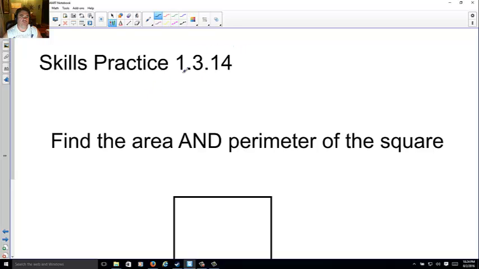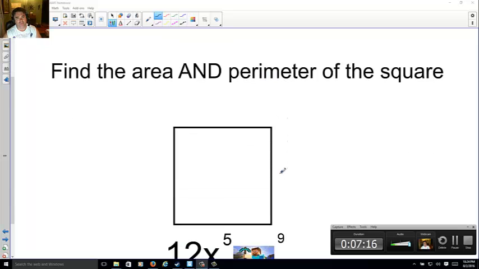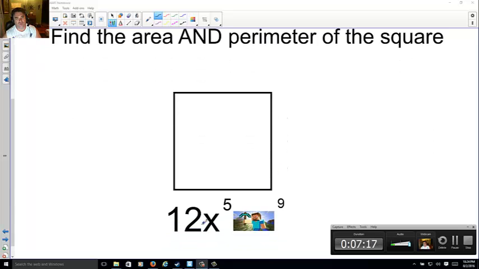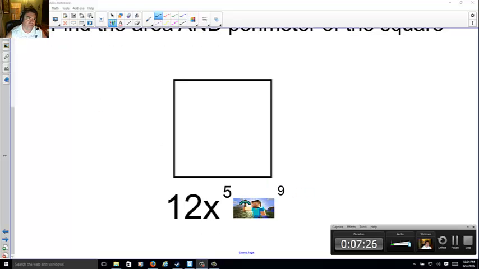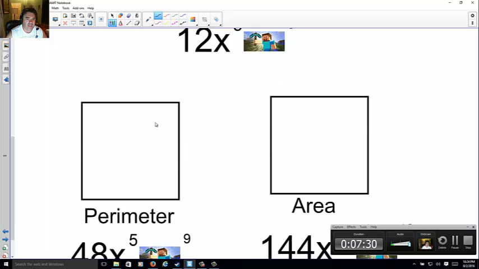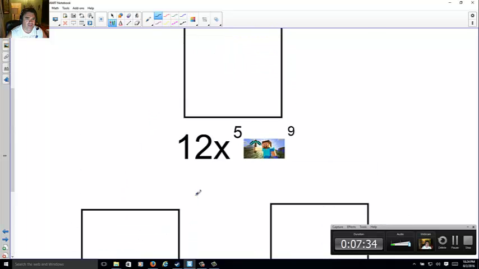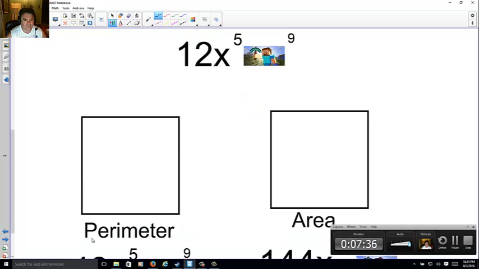So skills practice 1.3.14. Find the area and the perimeter both. And we have 12x to the 5th, m to the 9th. Go ahead and try the area. Remember, length times width. And perimeter, all 4 sides. Let's see what you can do. Well, for the perimeter, I have 48x to the 5th, m to the 9th. You just took this times 4, basically.